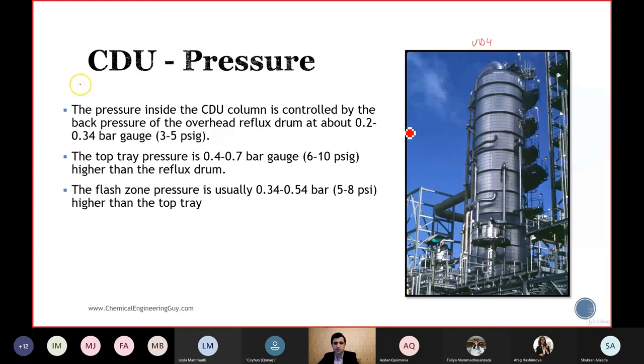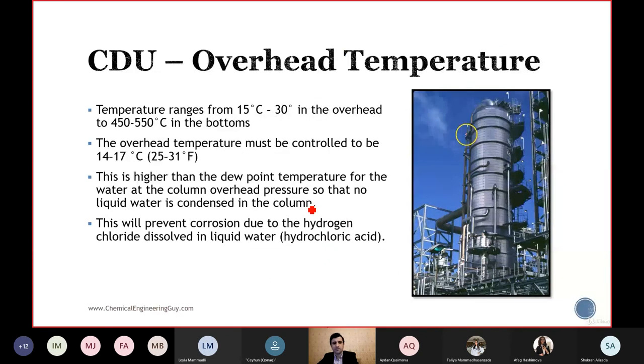So here, top tray P plus 0.34 to 0.54. So if it is, let's say, 0.7, this is 0.5. In the end, we will have 1.2. It's a bit high. Probably it will not be the case. Maximum is 1 bar g. The overhead temperature, again, is around 15 to 20 at the top and 450 to 550 in the bottoms.